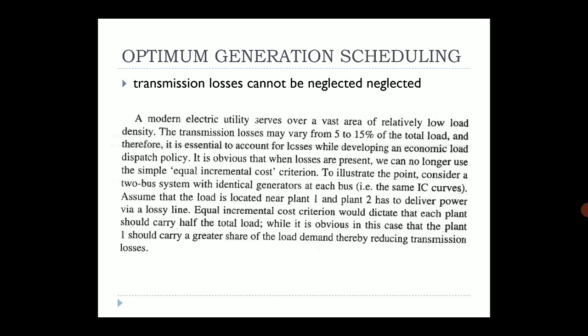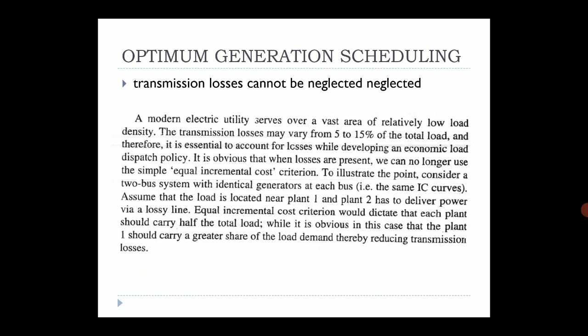Now, optimal generation and scheduling. We have seen the optimal unit commitment procedures, but there the transmission losses were neglected. We just cannot neglect transmission losses because they are there and you need to consider them. You cannot avoid those transmission losses. So I will read out a paragraph from the book.